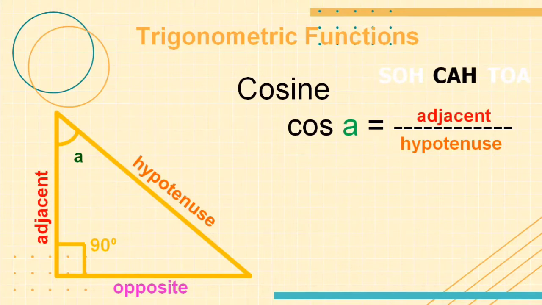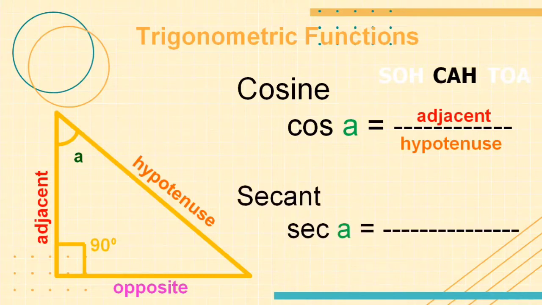For cosine, if we're going to interchange the positions of the adjacent side and the hypotenuse, then we have another trigonometric function, which is the reciprocal of our cosine. That would be secant. So secant with respect to angle A is equal to hypotenuse divided by its adjacent.